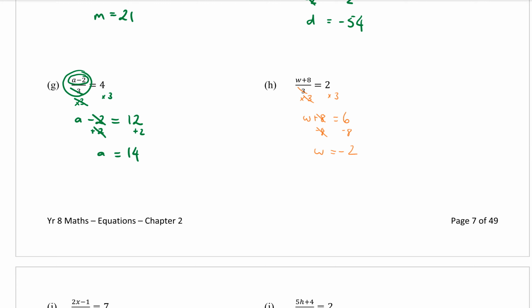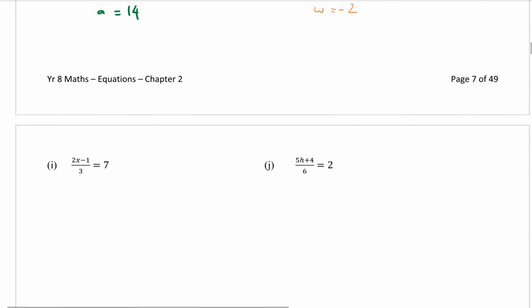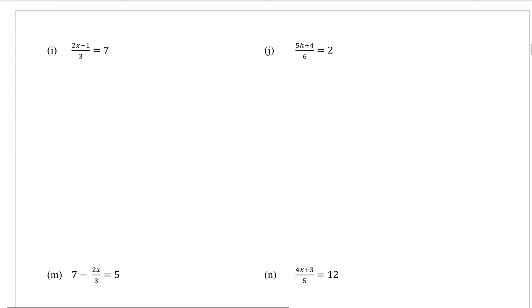All right, did everybody get W equals minus 2? Yeah. Good. All right, next page. These ones here are actually 3-step equations.